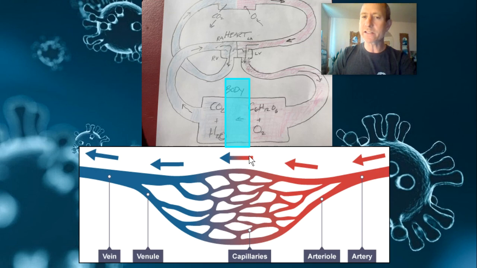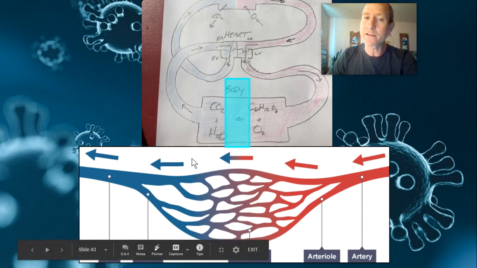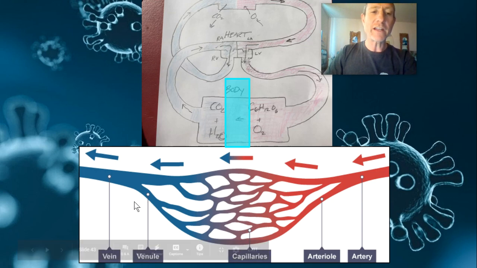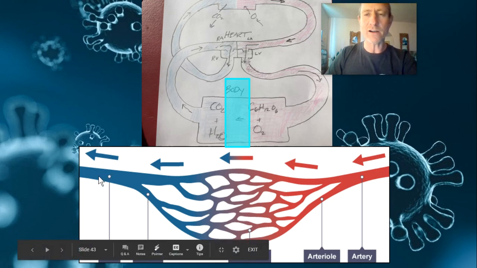So capillaries is where the blood goes from being oxygenated, which is red in this model, to deoxygenated, which is blue in this model. And remember, deoxygenated blood is not actually blue. So we're just using that in the model. So those capillaries can go on to fuse to form venules and veins. So veins are tubes that carry deoxygenated blood.